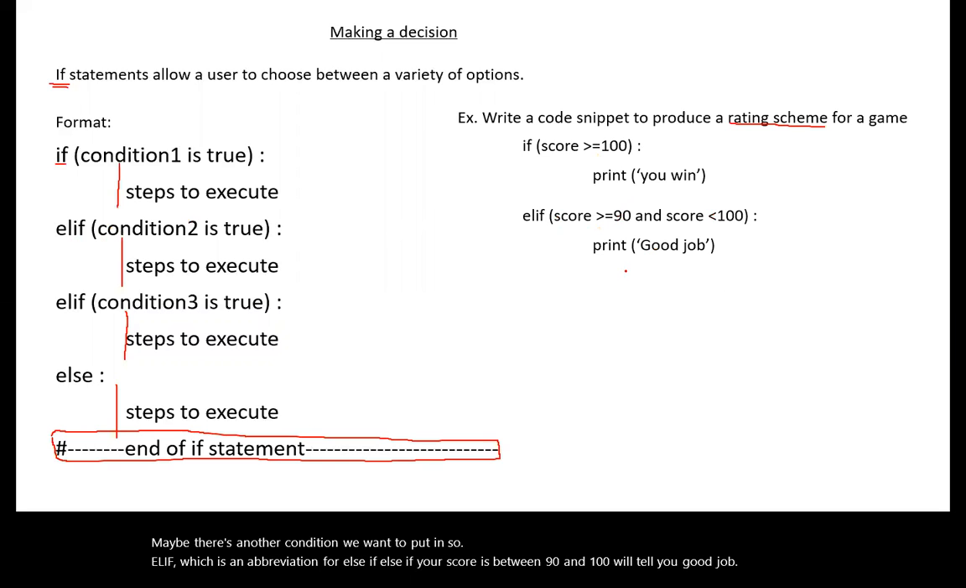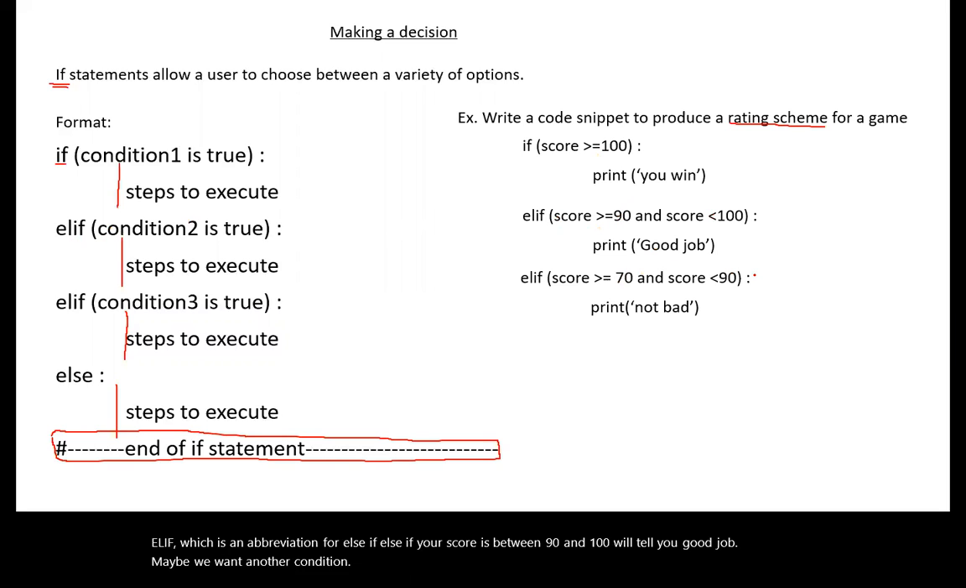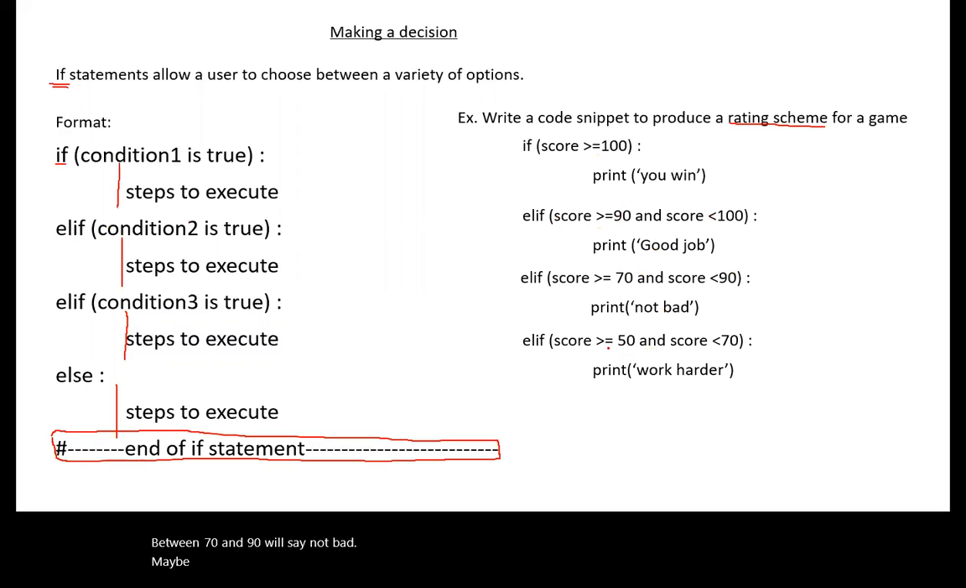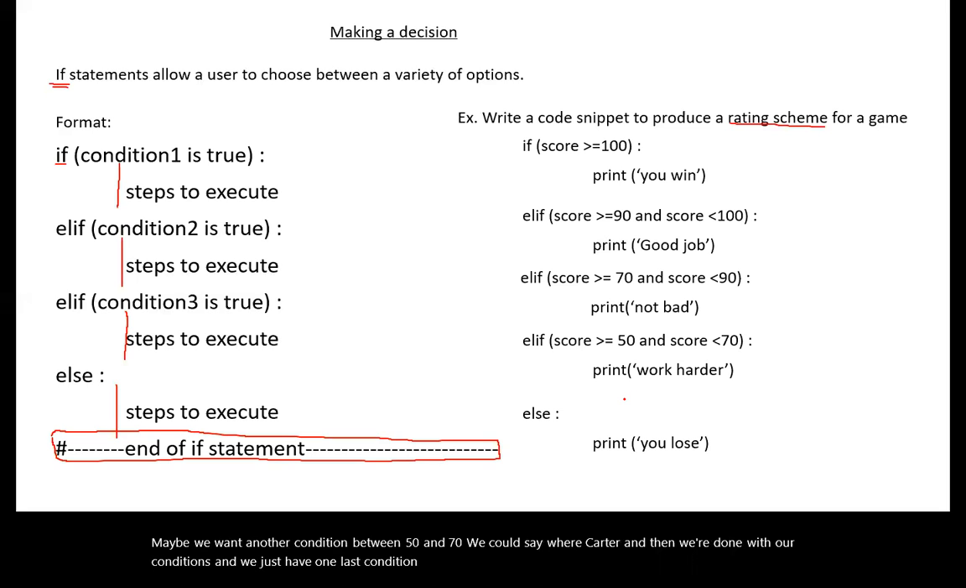Maybe we want another condition. Between 70 and 90, we'll say not bad. Maybe we want another condition. Between 50 and 70, we could say work harder. And then we're done with our conditions. And we just have one last condition for everybody else. You lose.